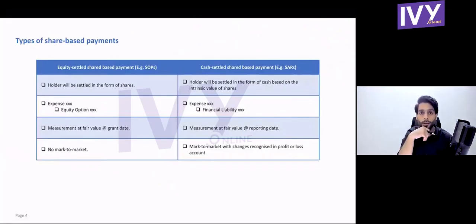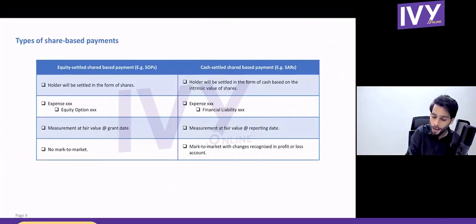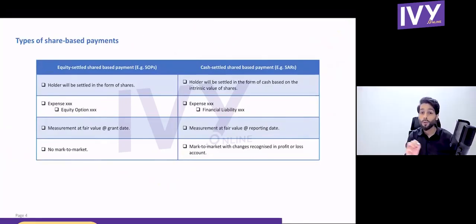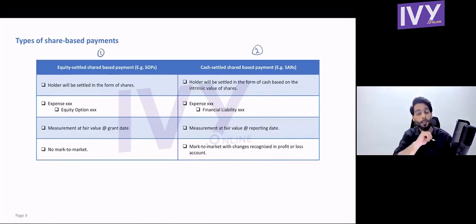I just told you about types of vesting conditions. Now before we move on, we also need to know about types of share-based payments. This is because there are primarily two types of share-based payments, and both have different accounting patterns. This is a very important lecture, okay? So please understand what I'm trying to say. Basically, there are two types of share-based payment.